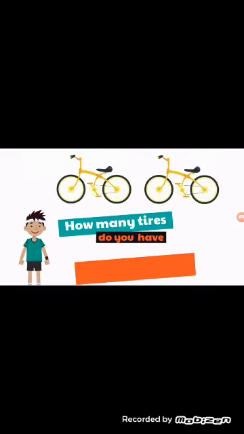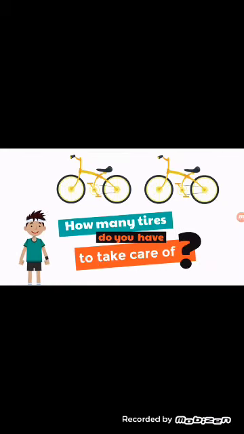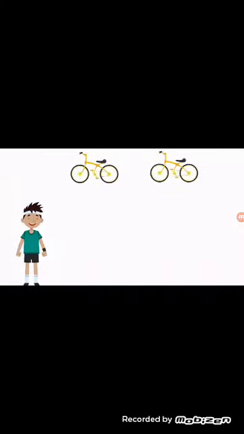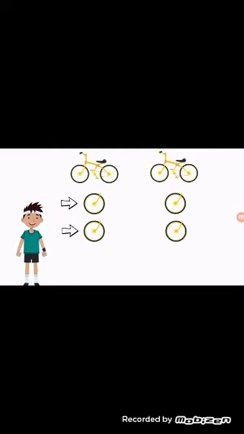Now remember, we're trying to figure out how many tires you have to take care of if you have 2 bicycles. Alright, now we have the wheels under each bike. Each bike has 2 wheels. 1, 2. So we write down a 2. Each bike has 2 wheels.